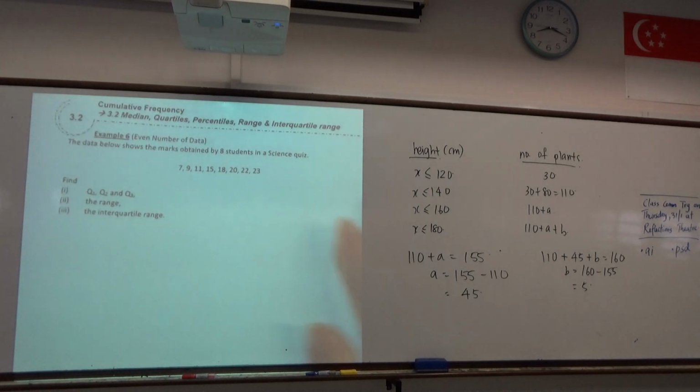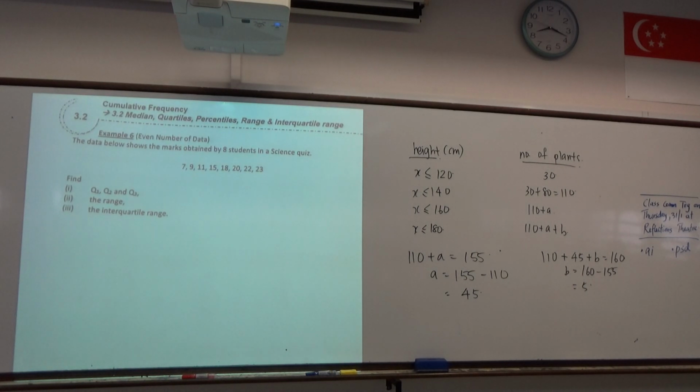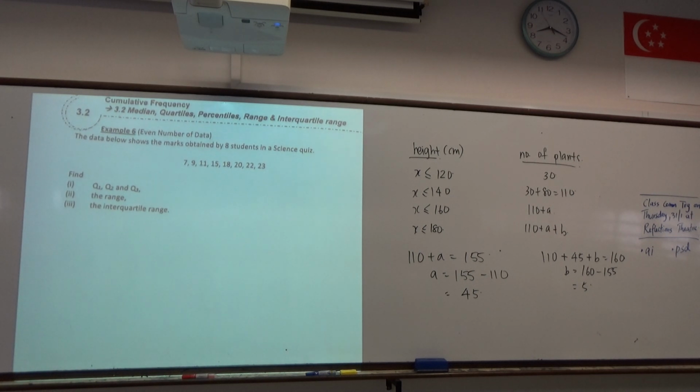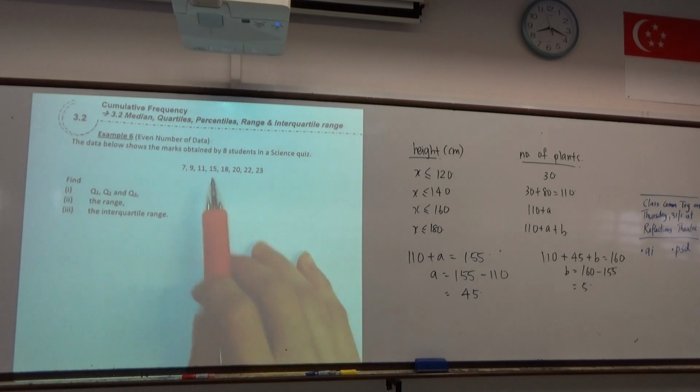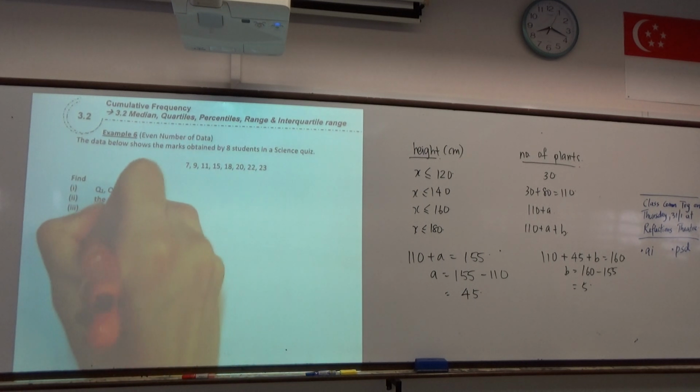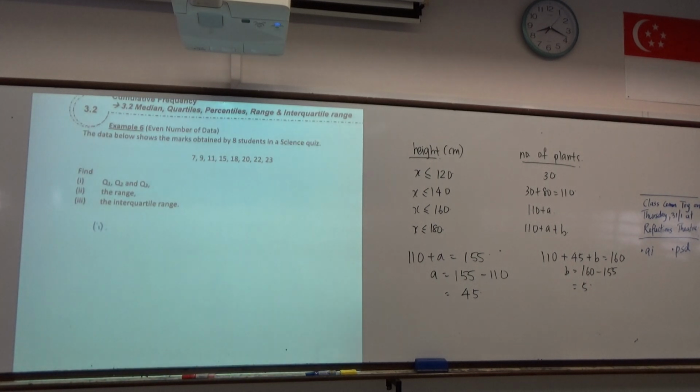Let's look at another example on an even number of data. In this case, we have the marks obtained by 8 students in a science quiz. It has also been arranged in ascending order, so we need not do the arrangement. We want to first find out the lower, middle, and upper quartile. We always identify the middle one first, then after that we segment from there.